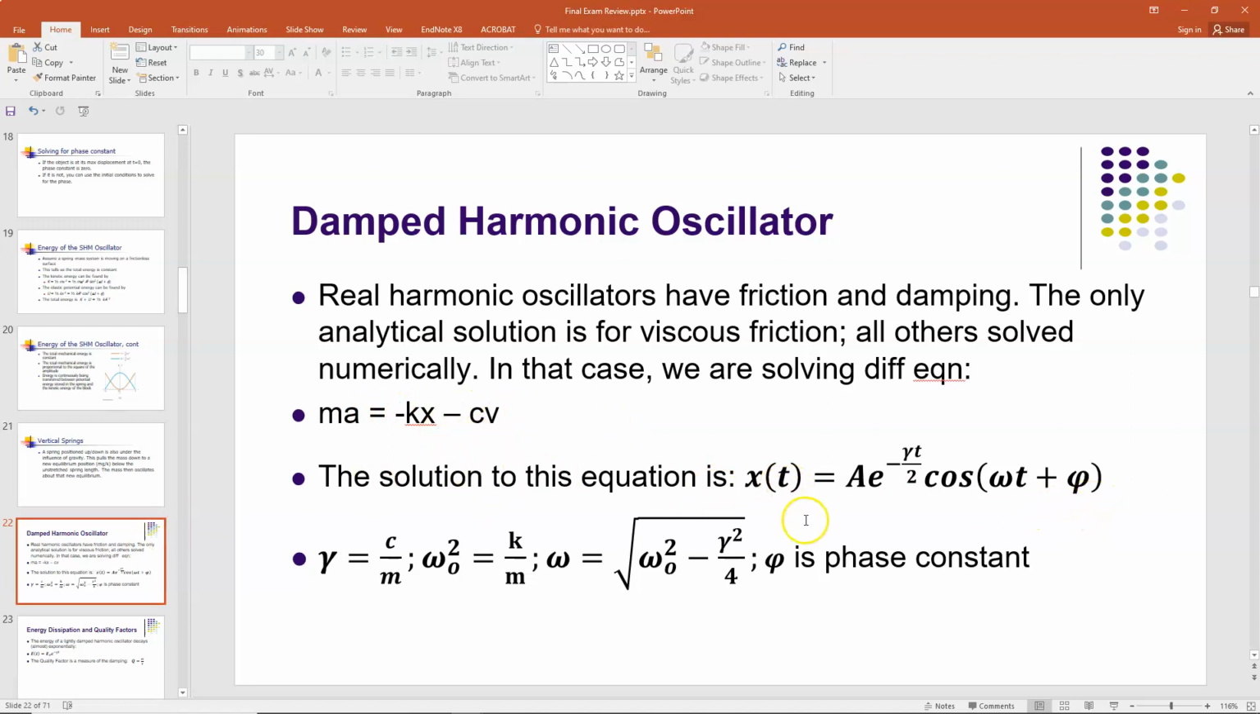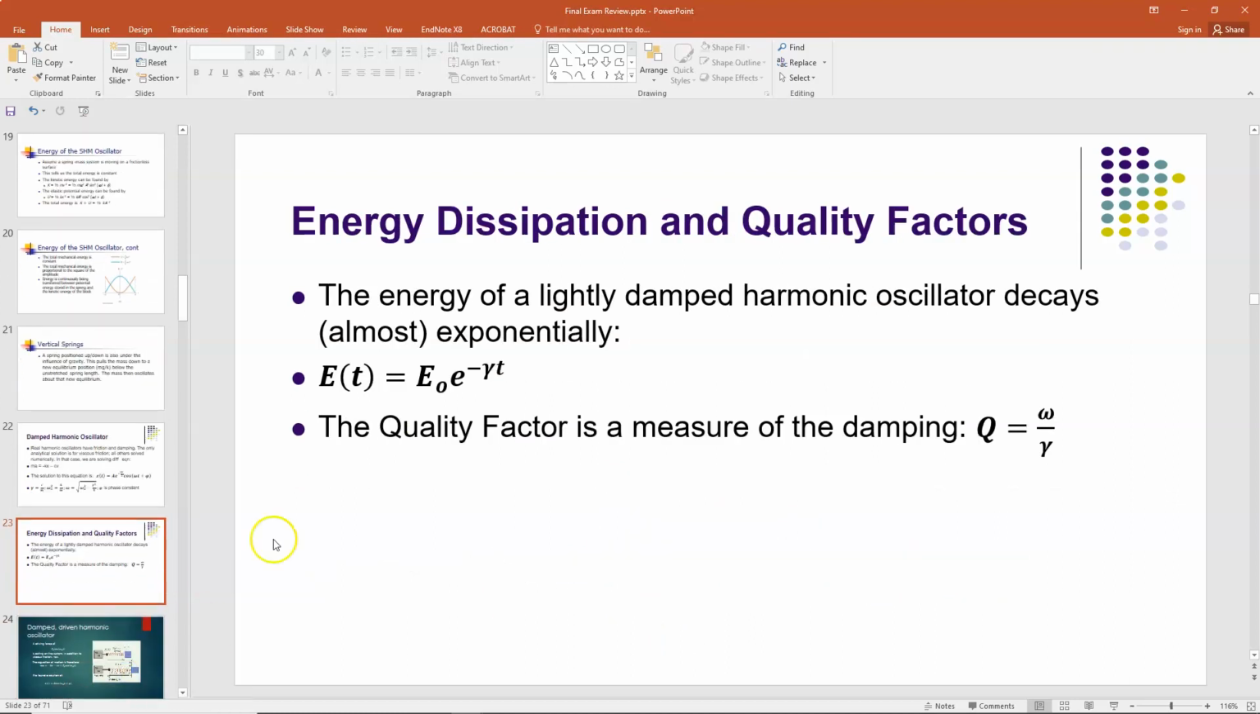The solution to the equation is x of t equal to A times e to the minus gamma t over 2 times cosine of omega t plus phi. Remember that gamma is the drag coefficient c over m. Omega naught squared is k over m, but that would be shifted. Your actual frequency of oscillation would be shifted from what it would be for a simple harmonic oscillator by the amount omega equals the square root of omega naught squared minus gamma squared over 4. And phi, yet again, is the phase constant.